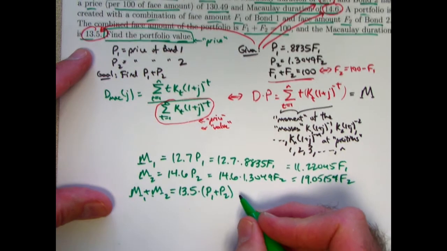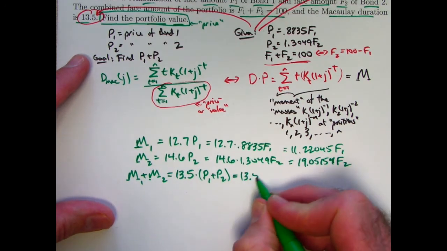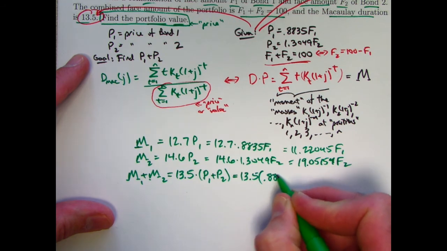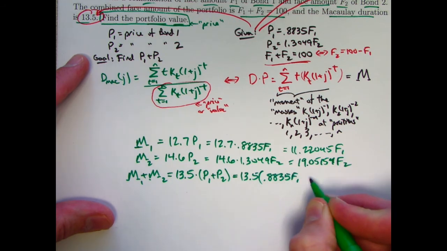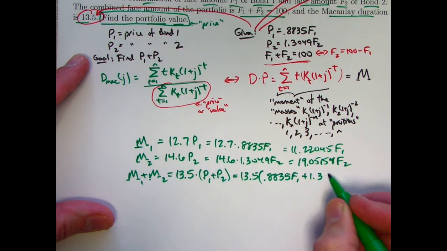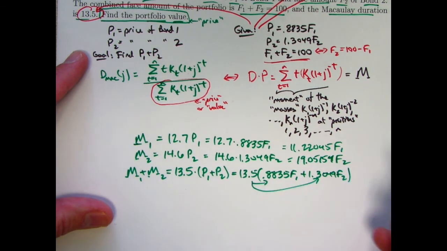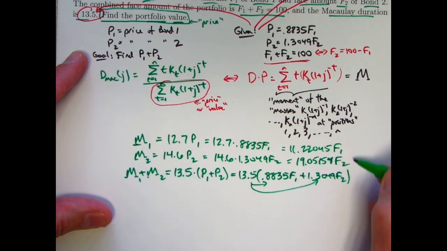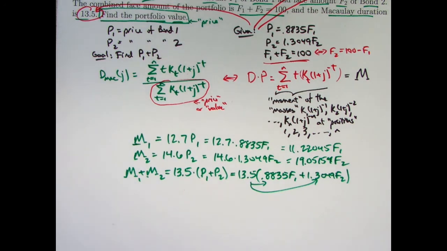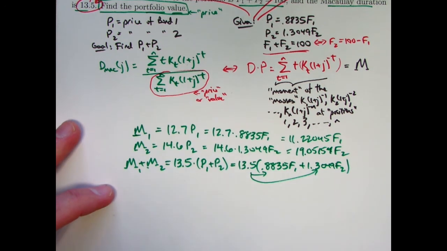And then we can go ahead and once again replace P1 with 0.8835 F1 plus P2 with 1.3049 F2, and we can multiply the 13.5 through the parentheses and set this equal to the sum of these two things, and that's your second linear equation. Okay? Maybe now you want to stop the video and just jump to the end and try to solve it on your own before you go there.